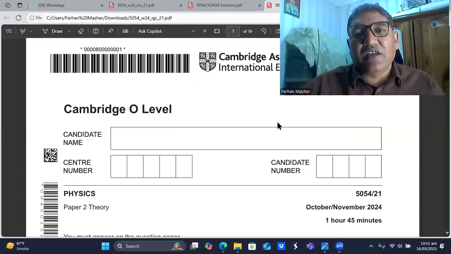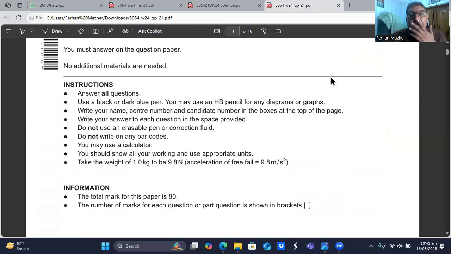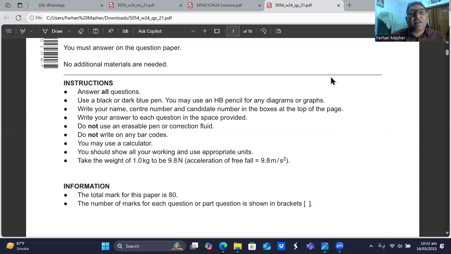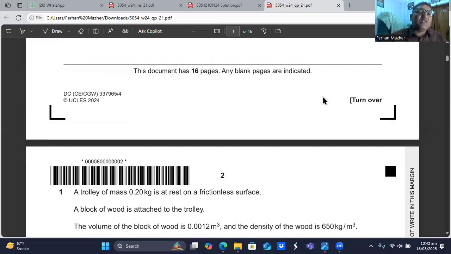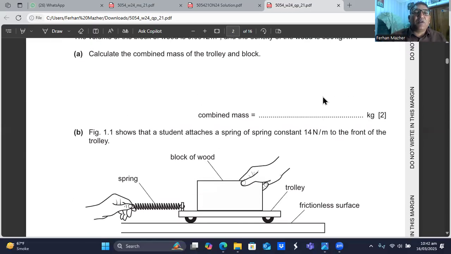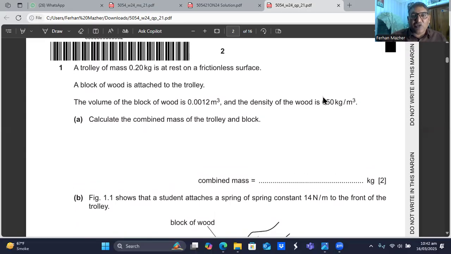The time allowed is 1 hour 45 minutes. So let's start today's paper. The value of g in this paper you will take as 9.8 meter per second square or 9.8 Newton per kg. So here we go. The first question is coming up on your screen. So question number 1 is showing up.